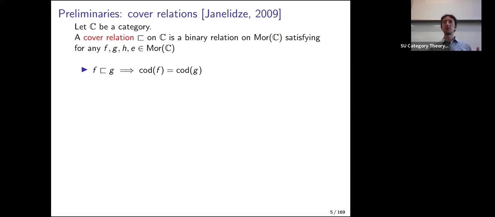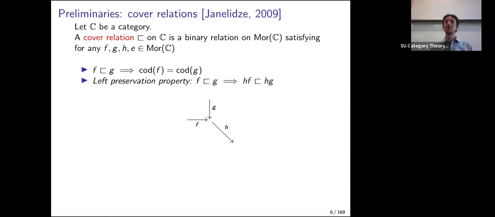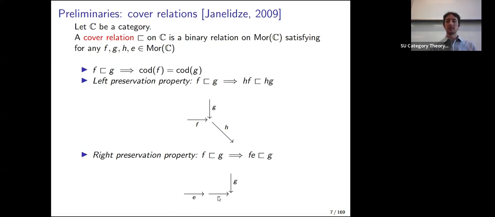In order for a morphism G to cover a morphism F, they need to have the same codomain. And we need this left preservation property satisfied: if G covers F, then HG covers HF for any composable H. And we need this right preservation property satisfied: if G covers F, then G covers FE for any E composable with F, like this.